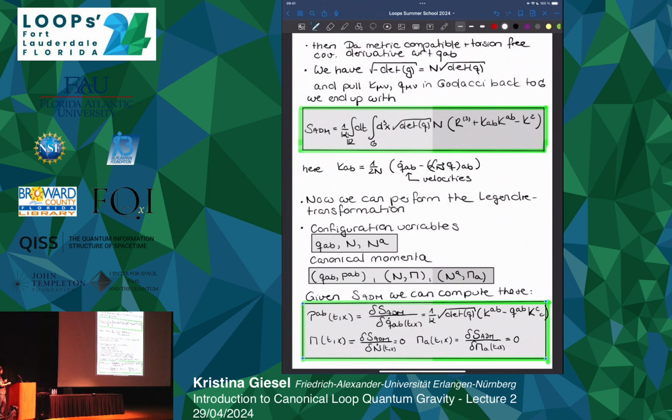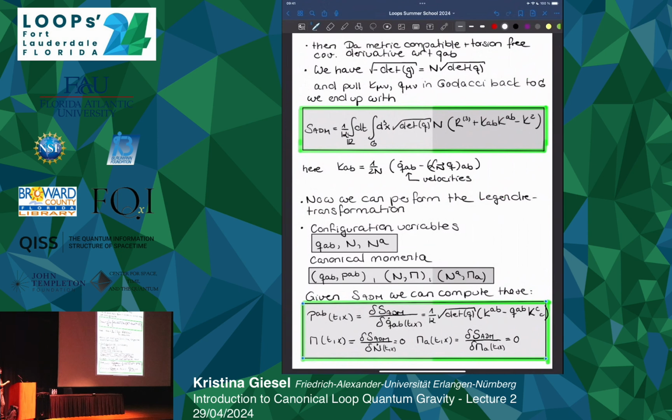And as usual, for each of these configuration variables, we introduce a canonical momentum, which I denote by P^{AB}, capital P, and capital P^A. So now we just do what we did in our simple example. We introduce the canonical momenta by taking the functional derivative with respect to the velocities. And you can compute this for the ADM momenta, which has this form. It includes, again, the extrinsic curvature and the inverse ADM metric here and its determinant.